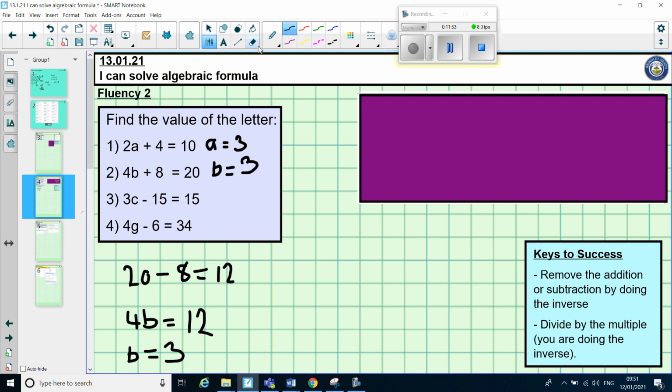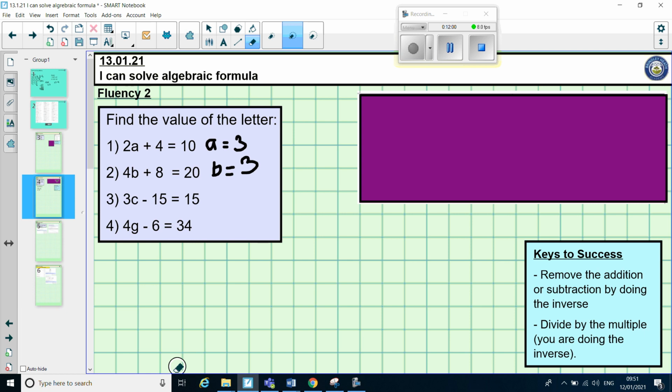Okay, question 3, exactly the same sort of thing, following my steps to success again. This time, starting with my answer 15, I've got to do the inverse. So rather than subtracting 15, I've got to add 15. So the first step is to do 15 add 15. Well, 15 add 15 gives me the answer 30.